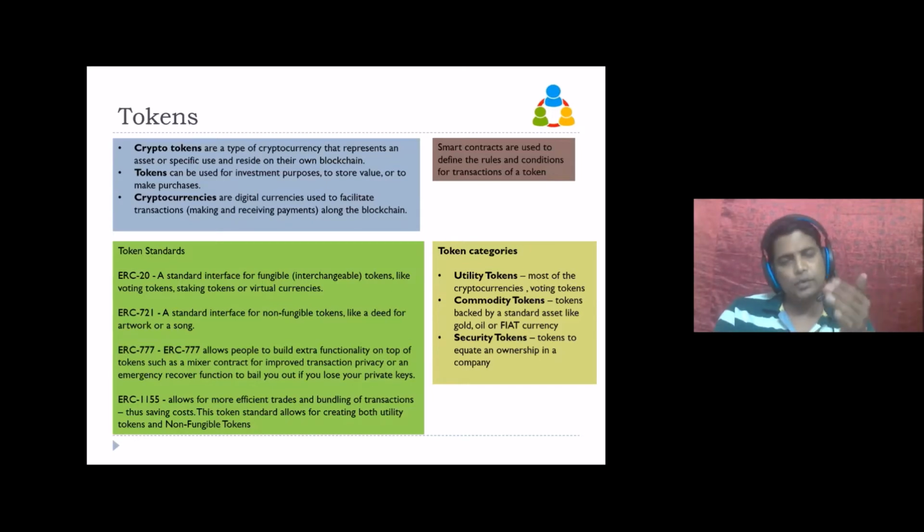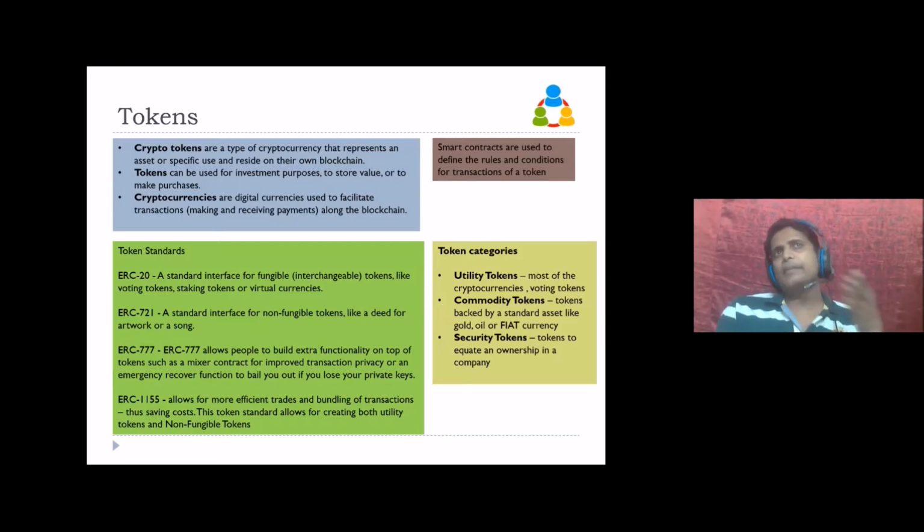There are various token standards available in the industry just now. Okay, and smart contracts are used to define these rules and conditions for a particular transaction. You can define what all conditions you want to write in for a particular token using these smart contracts.